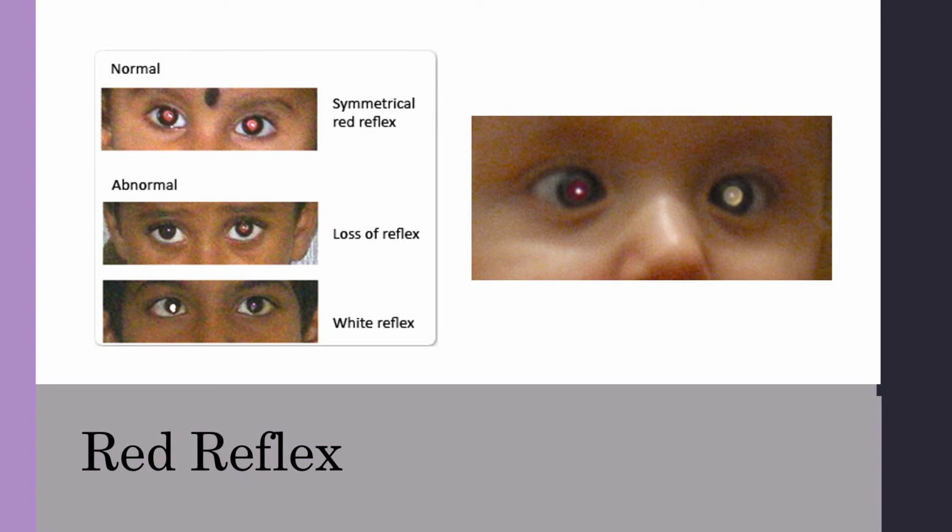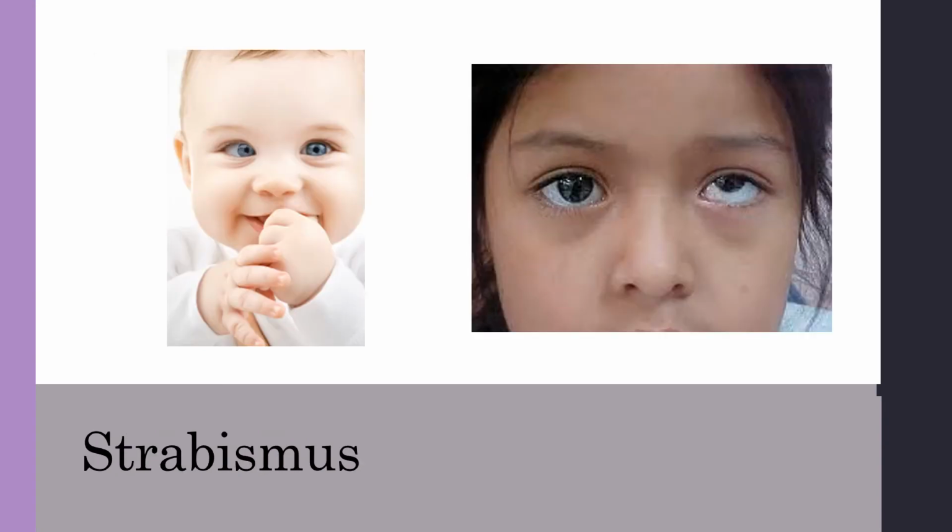If the child does have that absence of that red light reflex, it can mean a lot of different things. It could be a cataract, glaucoma, retinoblastoma. So there could be a variety of different things. And so please refer them out if you ever see an abnormality with this exam. You may also see some cases of strabismus in your office as well.